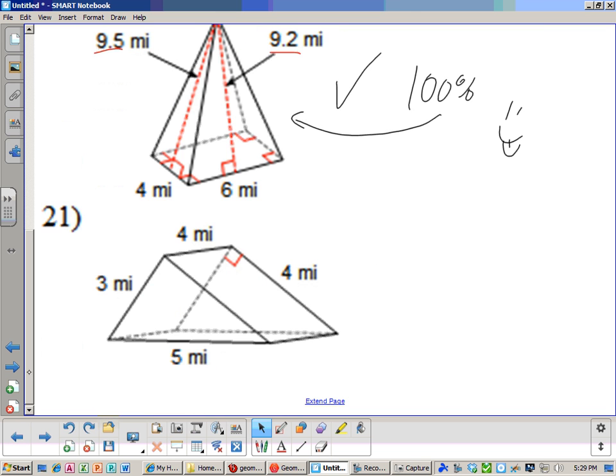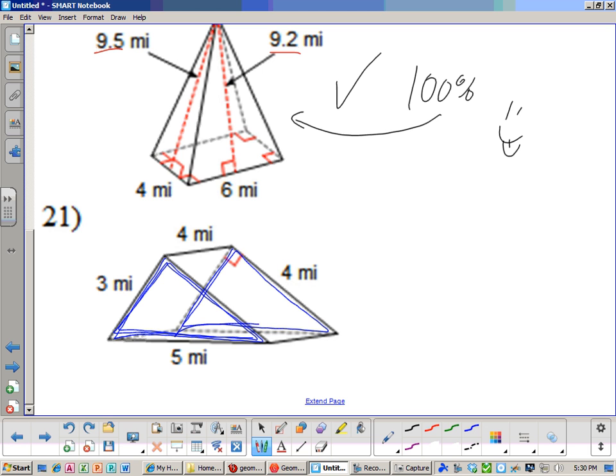Number 21. 21 is a triangular prism. This is a good problem, a very tough one, but it is a good problem. It is a prism because it has two bases. We have one base right here in the front, it's a triangle, and another base right here in the back. See that? So we have two bases right there. It is a prism for sure, no doubt about that.